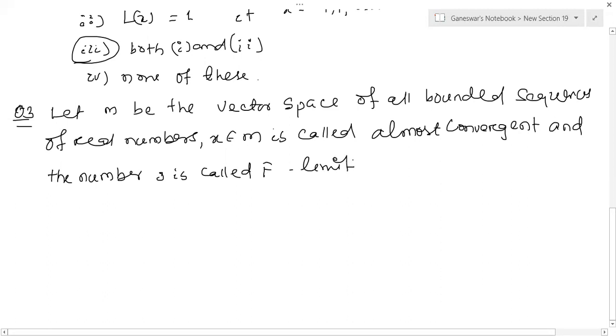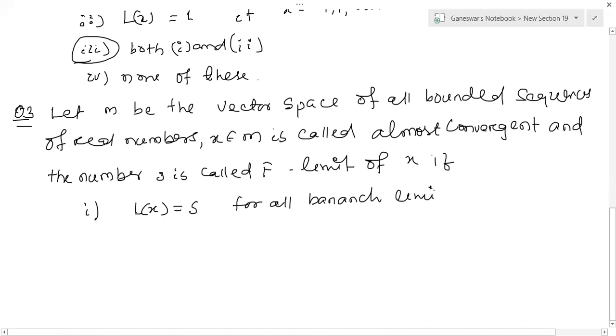S is called F limit, if F limit of X, if which condition is satisfied. So some conditions are given here. First condition: Lx is equal to S for all Banach limits L.